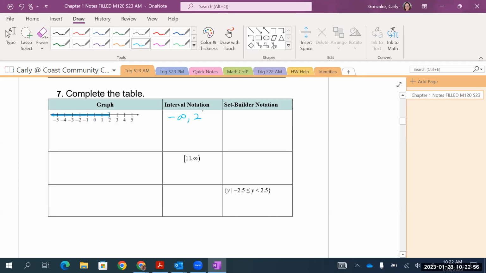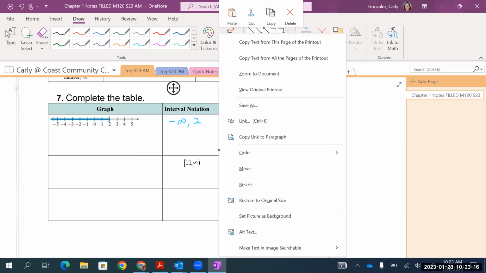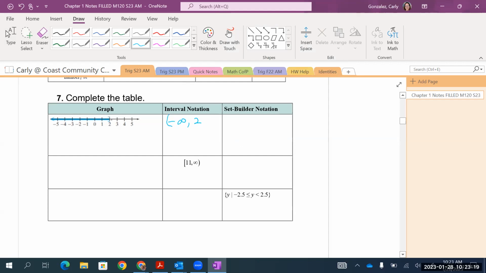So interval notation is almost like start to end. Where do we start? Where do we end? So we start at negative infinity, we end at 2. Now we need brackets or parentheses around it. Because it's an infinity or negative infinity, it will have to be a parenthesis on the left. But because there's a bracket on the graph, it means there will be a bracket on the 2 in interval notation. And so that's negative infinity to 2 with a parenthesis on the left and a bracket on the right.